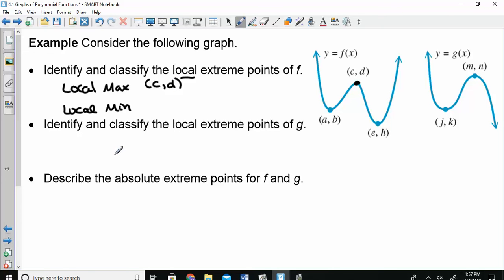Okay, local min. Not the lowest on the entire graph. It can be, it doesn't have to be, but at least lower than the points around it. So that would be? I was gonna say EH, but AB is also, isn't it? Yes, you can have more than one. So EH is definitely lower, but AB is still lower than the points on either side of it, so it's okay.